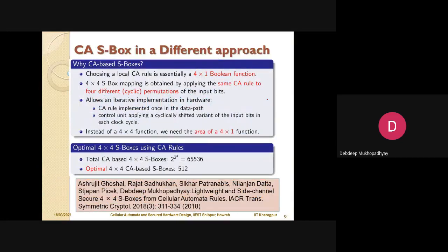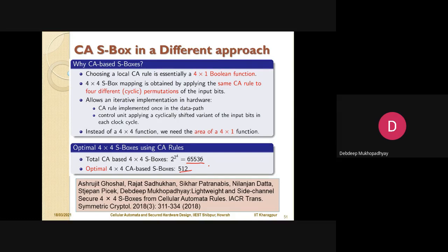So recently, in 2018, we had a paper where we tried to make such bijective mappings. In this case, we started with a simple function which is built on local rules, and using that, we wanted to construct 4 cross 4 S boxes. There are several 4 cross 4 S boxes that we looked into. As you can see here, this number is given over here, and out of them, we found 512 instances which were optimal. Optimal means in terms of their nonlinearity and other requirements.